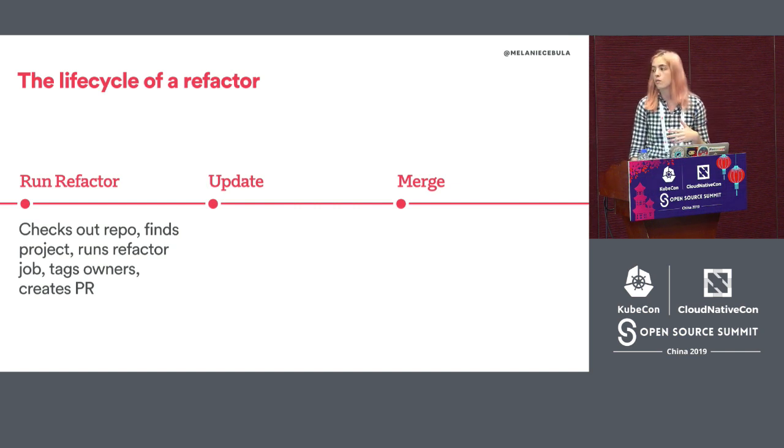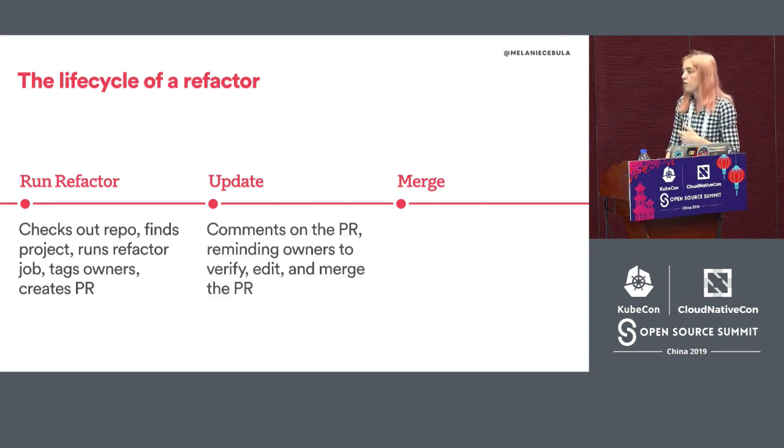So it has this logic where it basically can check out the repo, find the project in the repo, run the refactor job that gets it to state B, and then tags the owners of the service and creates the PR. So no developer does this. The developer writes the refactor job. So you need to be able to, as input, say, go from state A to state B. But the rest of this is automatic. So the refactor job will run and create the PR. And then the refactor job can also comment on the PR telling the owners, hey, can you please look at this? Can you please edit or merge the PR?